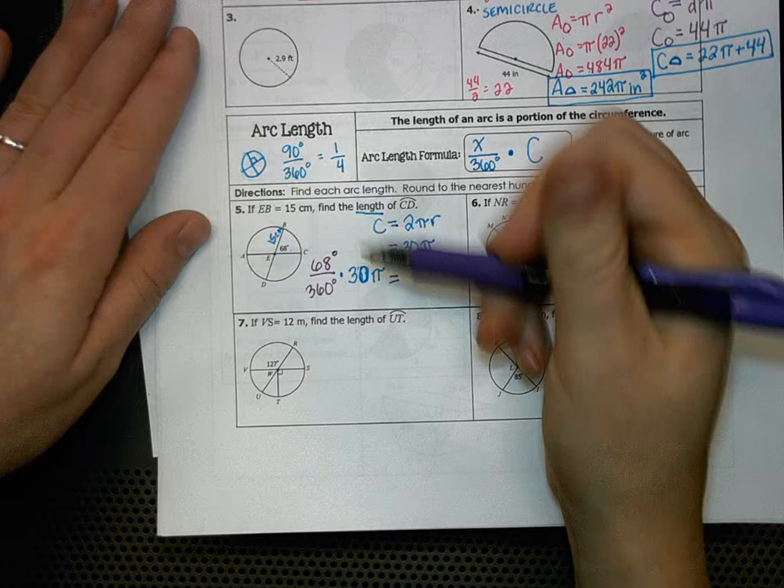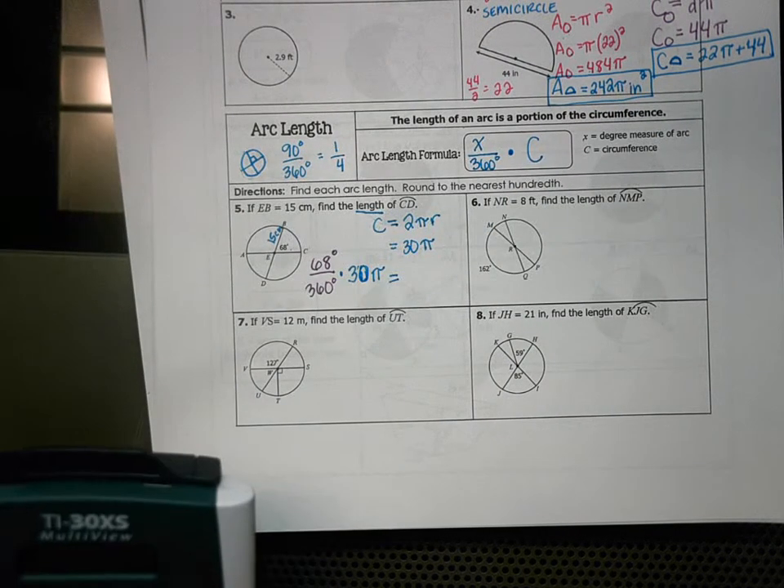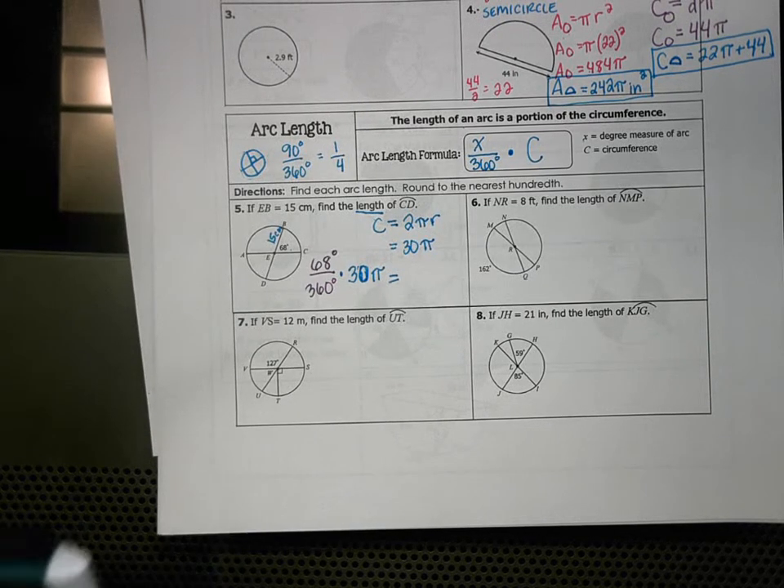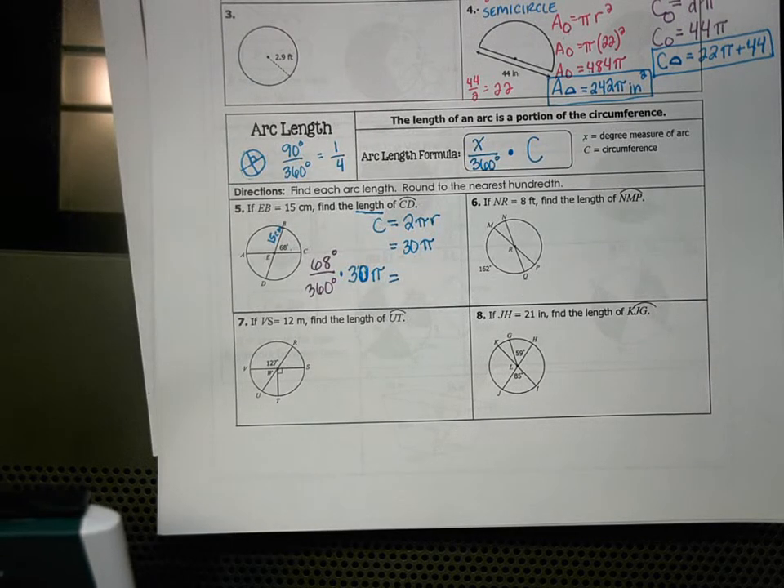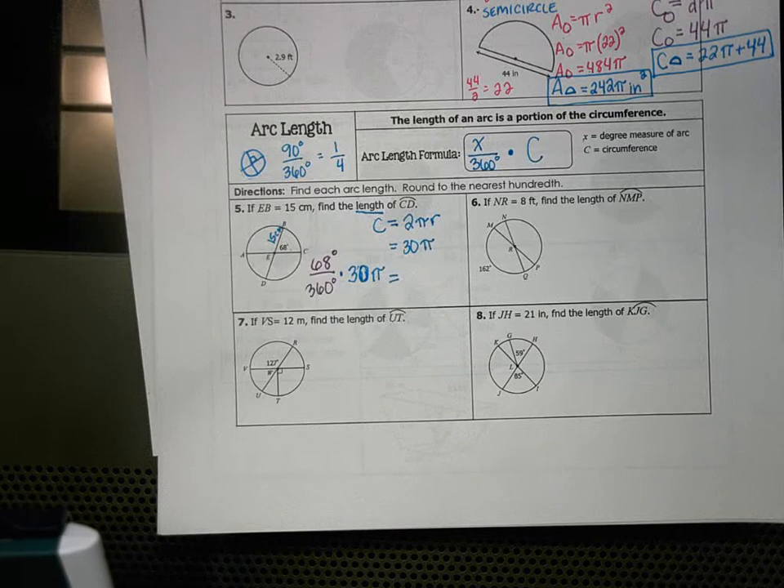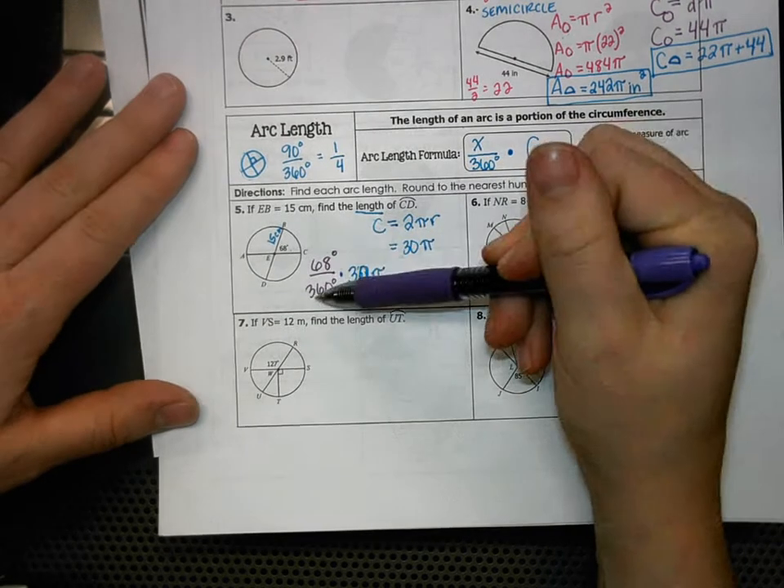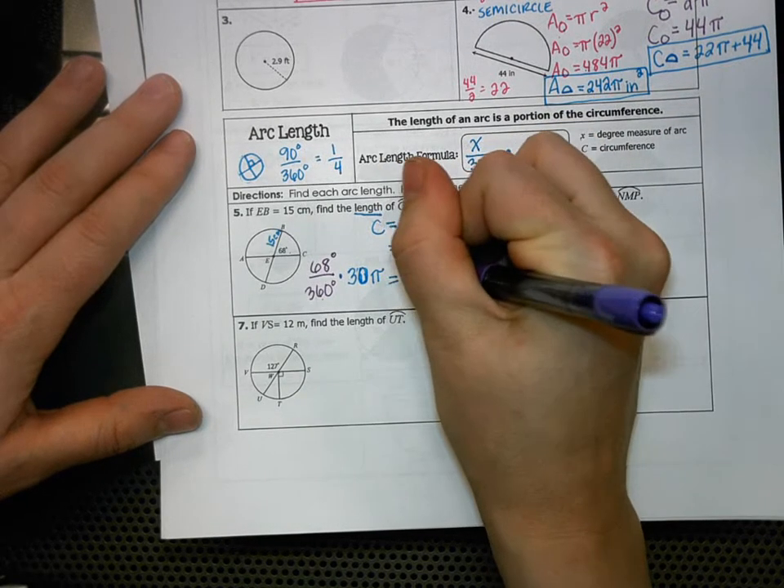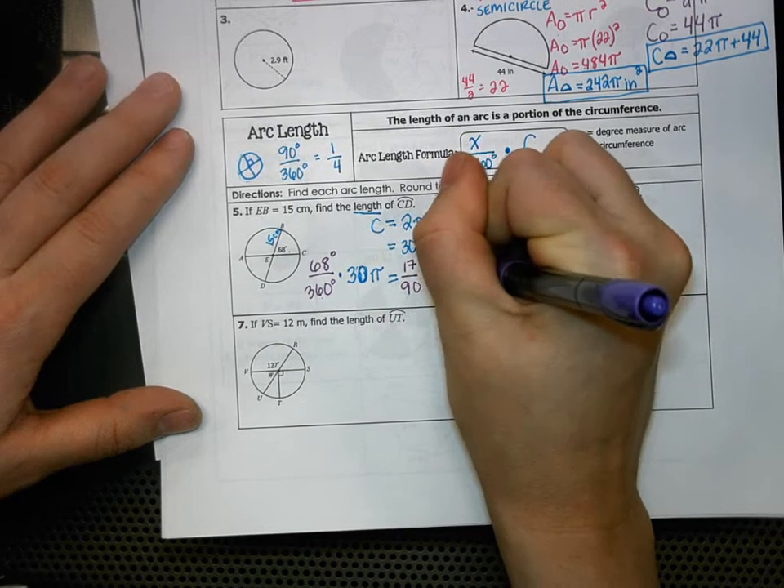Okay, so 68 over 360. They're both divisible by 4, so we can divide both of those, and you get 17 over 90 times 30 pi. But I can reduce these as well.